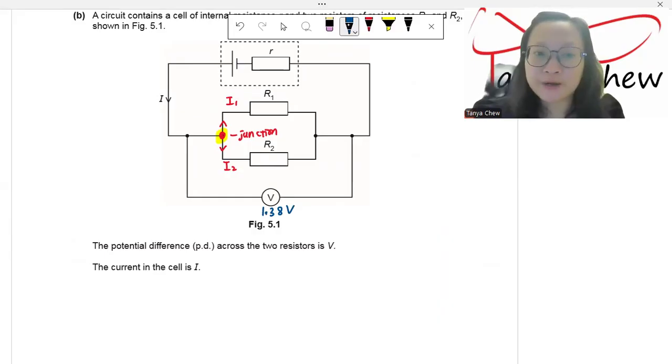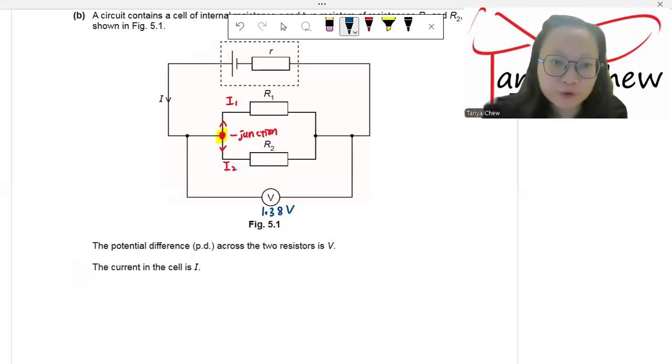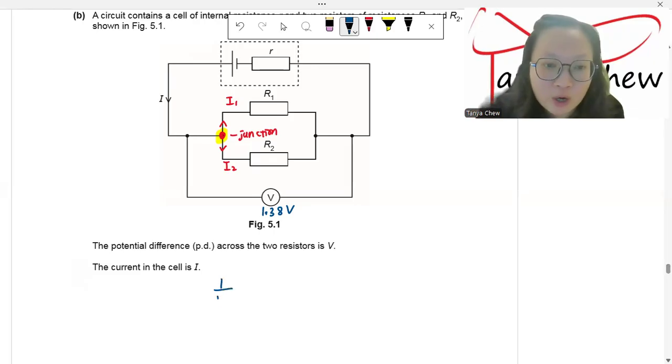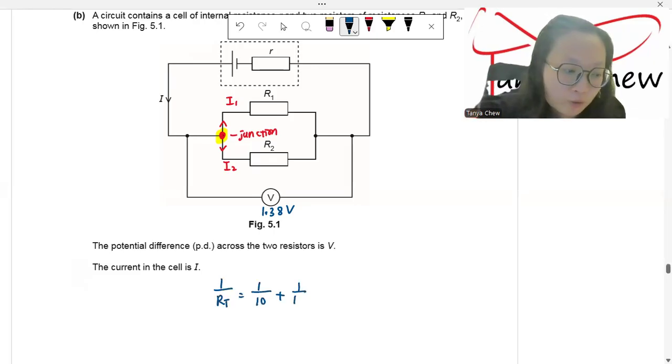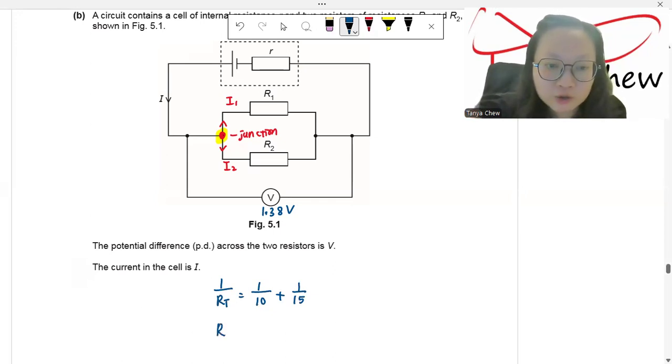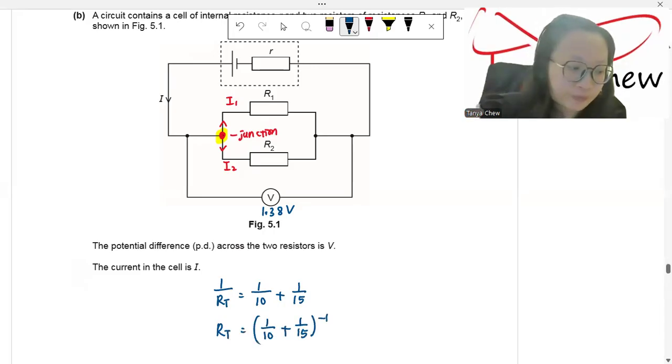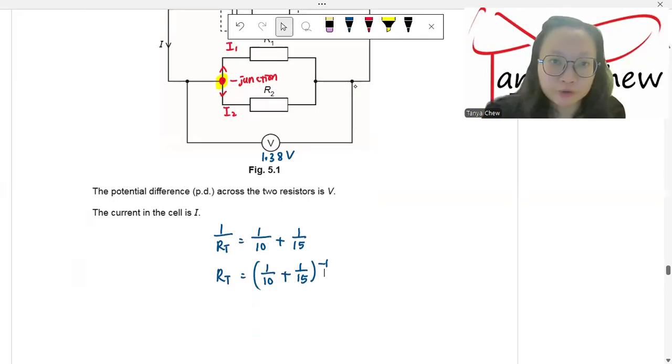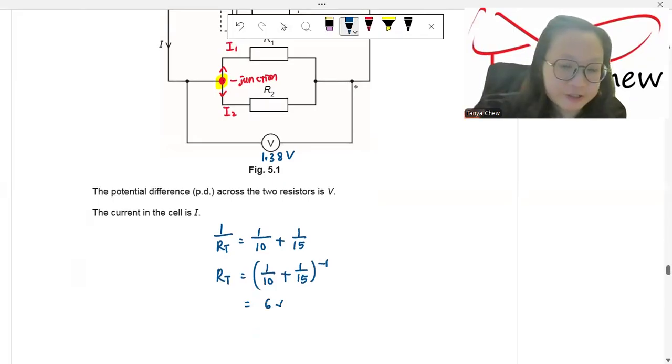So how do you find the total resistance across R1 and R2? I try to simplify the circuit. So I find the total resistance between R1 and R2. 1 over R total is equal to 1 over 10 plus 1 over 15. How do I know that? Because the question gave me, right? You invert it. So the R total between R1 and R2, you get 6 ohm.